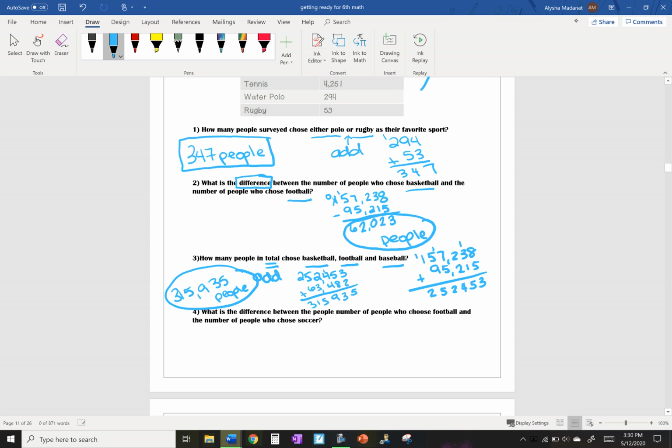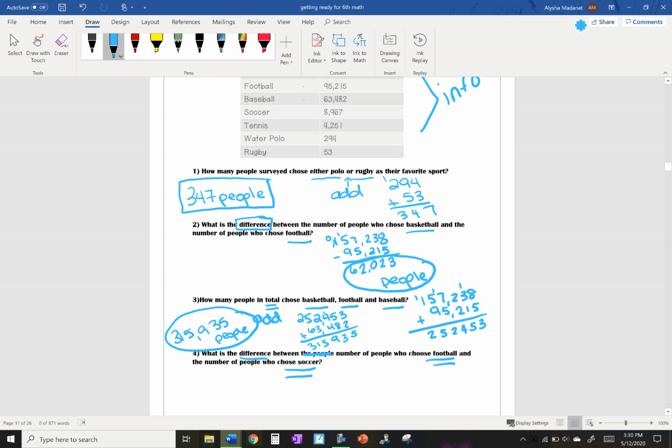Number 4 says, what's the difference between the number of people who chose football and the number of people who chose soccer? So we are going to find that difference between football and soccer. Football has the higher number, so we're going to subtract because it's difference. Soccer is 8,967. So remember, when you subtract, you're going from the top to bottom.